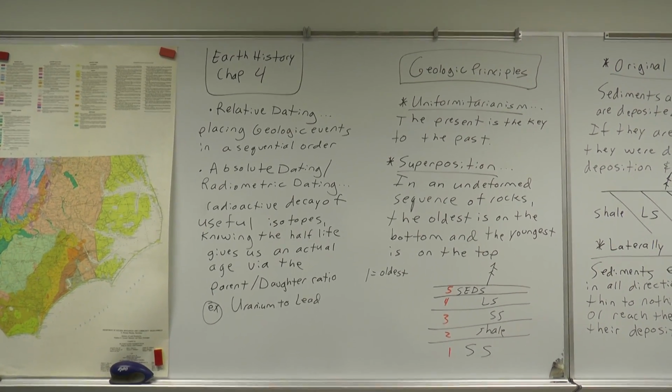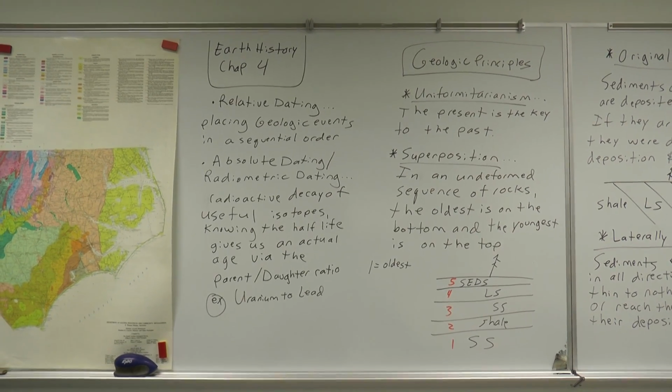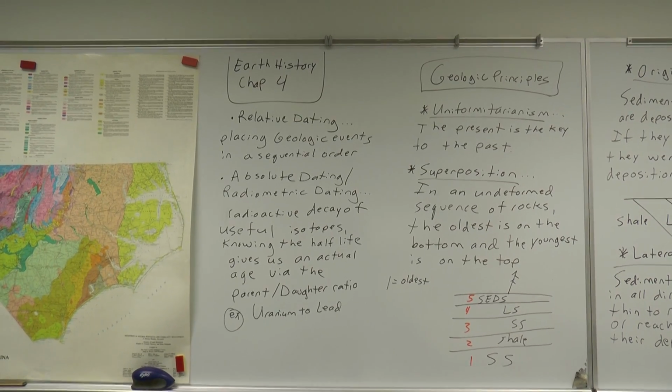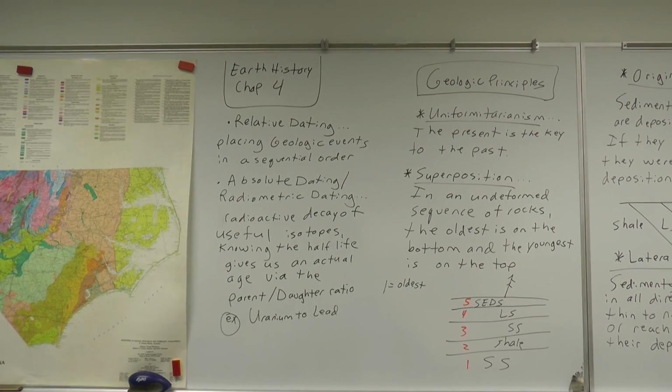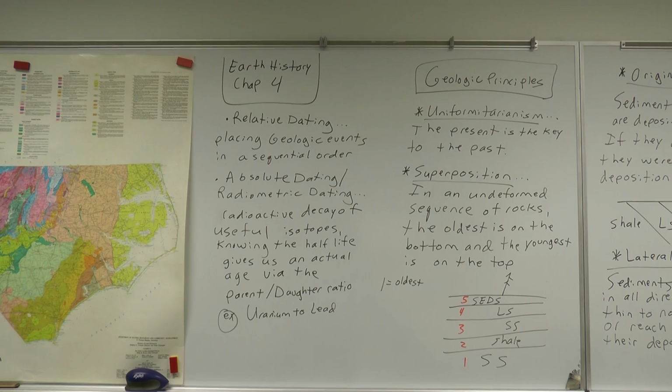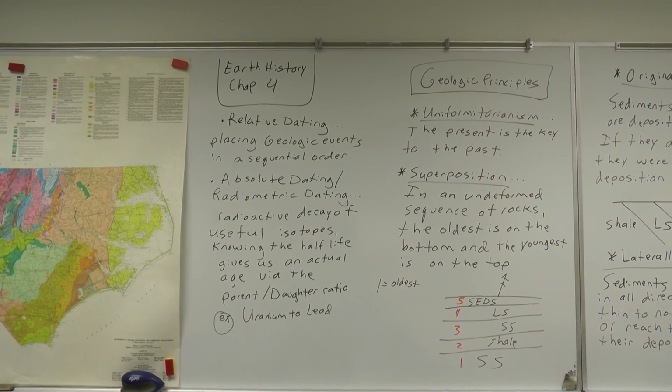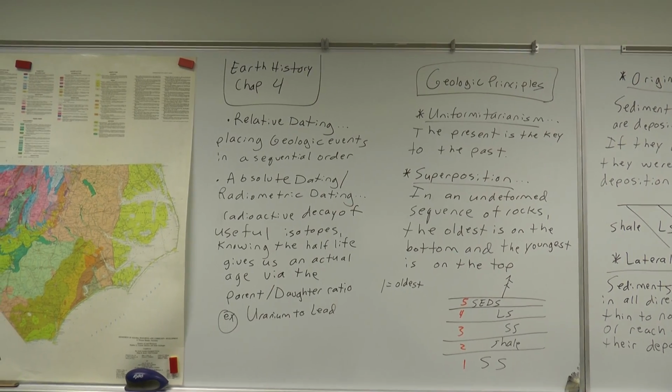And what we do in the lab with our radiometric dating techniques is that we actually measure the ratio of parent to daughter material. That way we know how many half-lives it's been and what the decay rate is, and it gives us an actual age date.